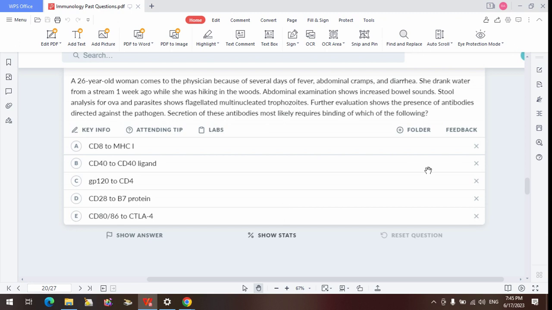The issue with this question is that it's not the typical. I get what you are saying about the parasite and eosinophilia, but this particular parasite is kind of different. Even before we get to the parasite, let's look at what they are saying. They said further evaluation shows presence of antibodies. So that means it is antibodies that the interaction is actually producing.